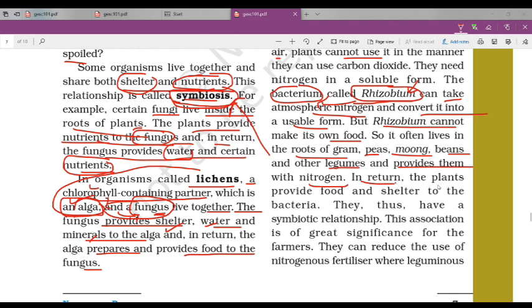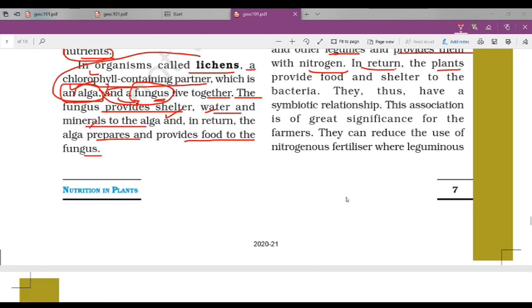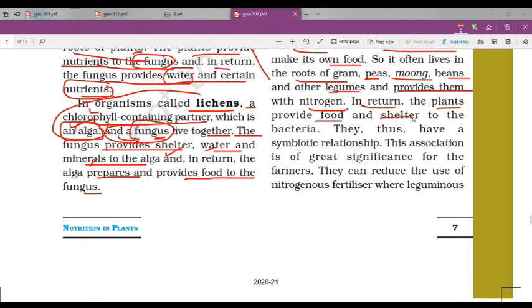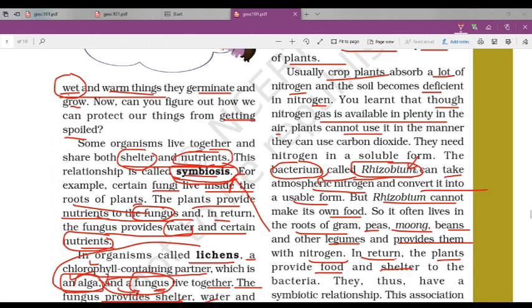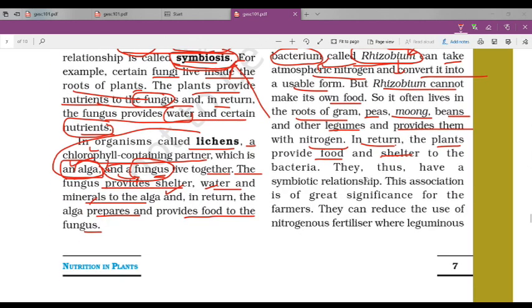In return, they get it from the plants. So plants provide food and shelter to the rhizobium, and in return rhizobium helps to fix the atmospheric nitrogen into a usable form. They thus have a symbiotic relationship. Bachcho, I think that you all have understood how this relationship works, and this relationship is called a symbiotic relationship.